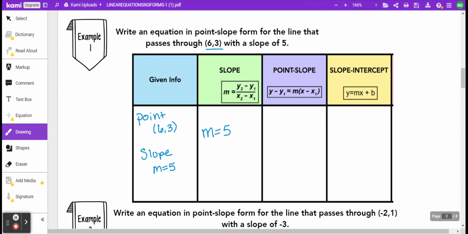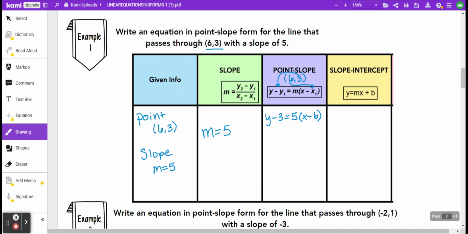The next part here, we're looking for point slope. So we're just plugging that 6 and that 3 into this equation. Think about if I have (6, 3), I'm putting in 6 for my x value, 3 for my y value. So we're saying y minus 3 equals my slope of 5 times x minus my x value of 6. And that is it for my point slope.